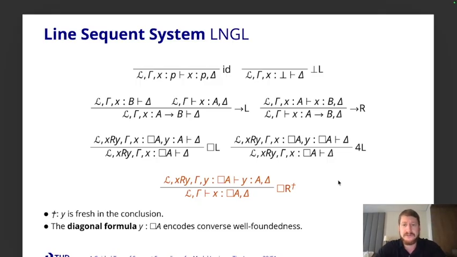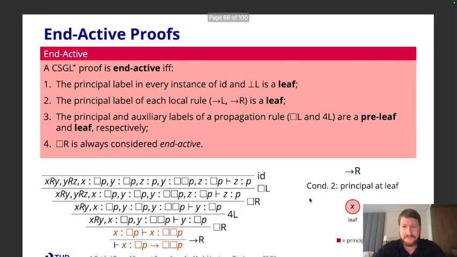We're just using linear structures as opposed to trees. Okay, so let's talk about how we can translate from the tree sequent formalism into the line sequent formalism in the context of GL. This process is a two-step process. What we have to do first is take our tree sequent proof and put it into something called end-active form. After it's in this end-active form, we can then, in a top-down fashion, prune trees, or provide what's called a linearization procedure, to extract a line sequent proof.